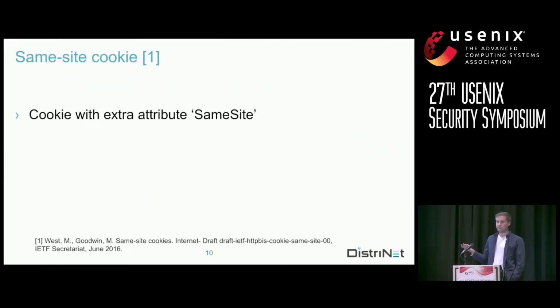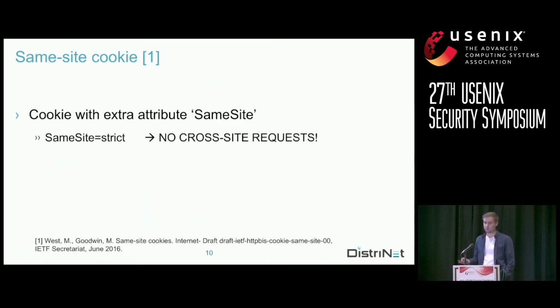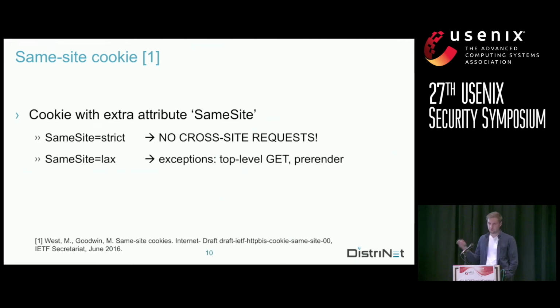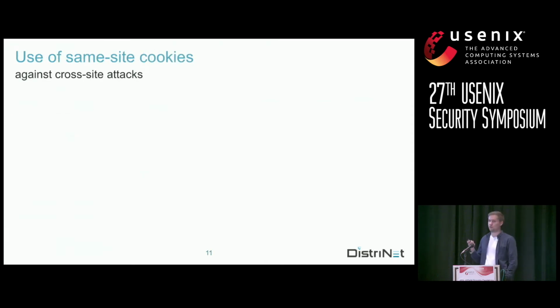So you can think of a same-site cookie as a generic cookie with an extra attribute called same-site, and the value of this attribute is assigned by the website that sets the cookie. It can be assigned one of two values. The first one is strict, and in this case, the website essentially tells the browser that this cookie can never be included in any cross-site request. The other value is lax, and it's essentially the same, although there are some exceptions to it. For example, the cookie can be included in cross-site requests that are top-level GET requests and cross-site requests initiated by pre-render functionality. So let's see how we can use such a mechanism to protect ourselves against cross-site attacks.